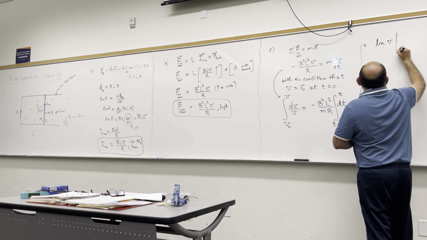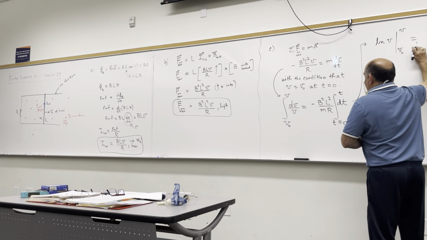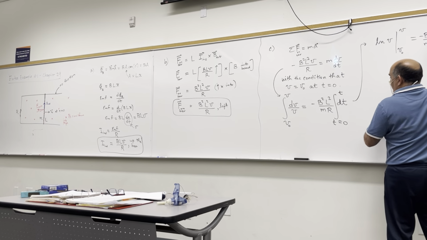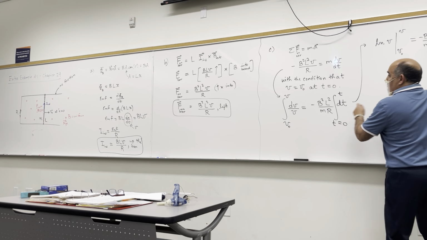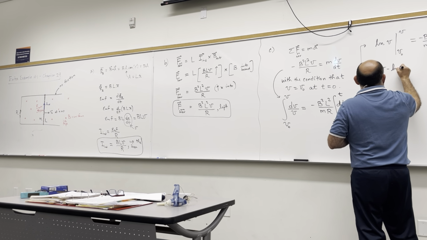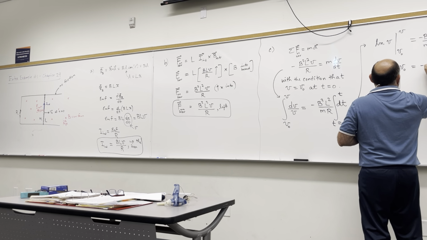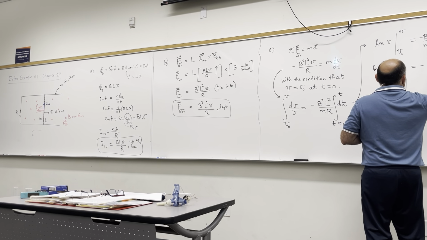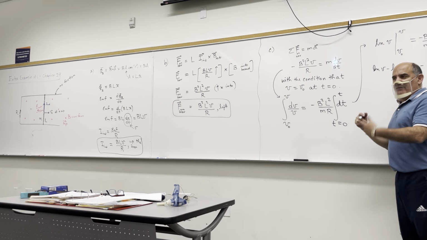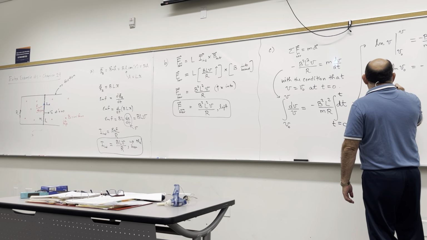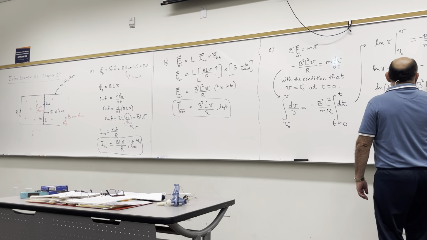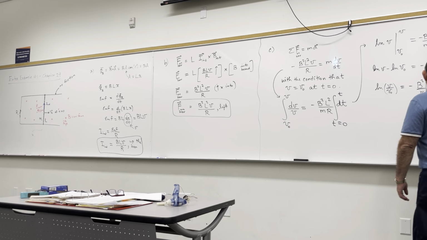Natural log of v from v naught to v equals minus B squared L squared over mR, and what is this integral equal to? T, right? So this will be the natural log of V minus the natural log of V naught equals minus B squared L squared over mR times T. Remember that the difference of two natural logs is the natural log of the ratio of the two things. So this is the natural log of V over V naught equals minus B squared L squared over mR times T.